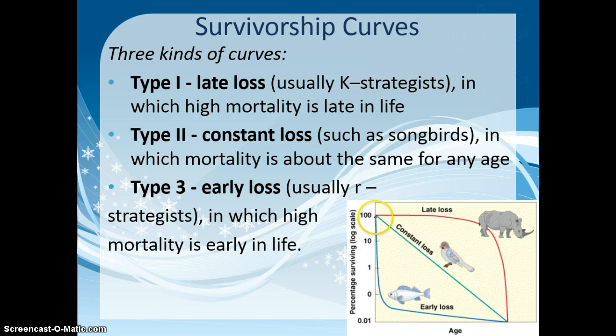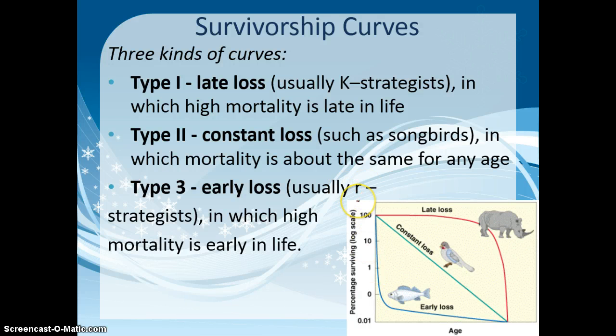Type 2 is not as common. It's a constant loss. These types of organisms, their death rates are the same pretty much no matter what age they are. So songbirds actually experience this. There aren't too many examples of this type 2 survivorship. And then type 3 is an early loss where they're much more likely to die as babies usually or earlier in their lifespans before they reach reproductive age. So things like fish and amphibians, reptiles, they lay lots of eggs.